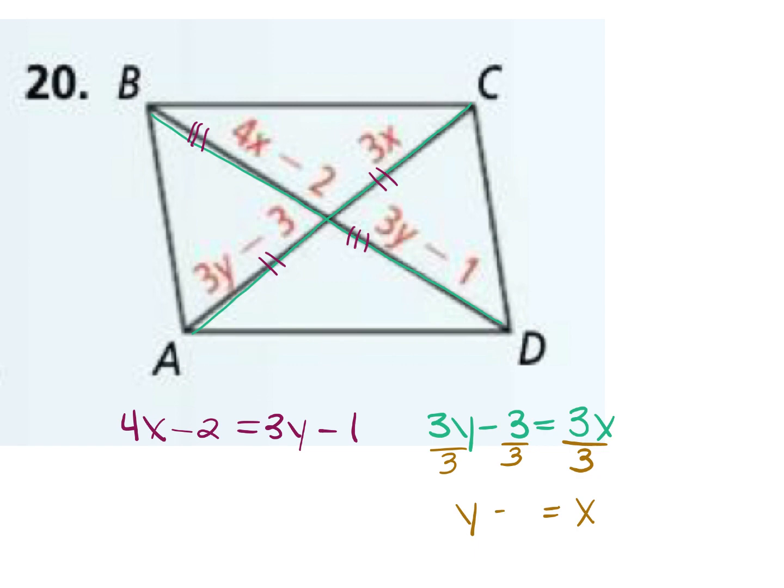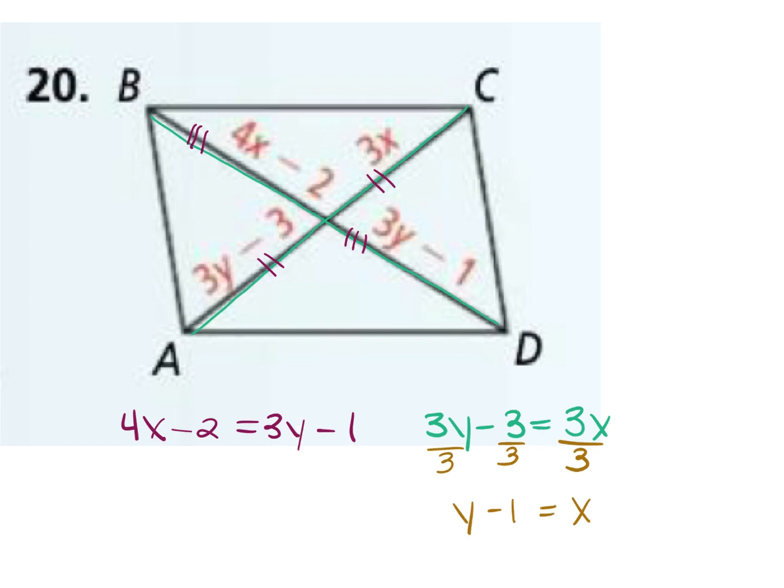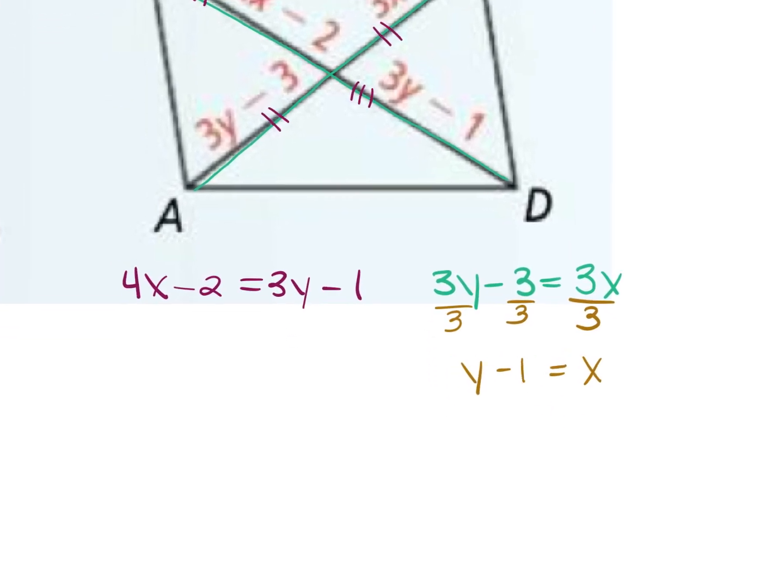Wait, you can do that? You can just... you are allowed to divide everything by the same number. If you only divide 1 or 2 pieces, then no. But if everything gets divided, then you can do it. Yeah, because this is 1, and this is 1, right? So it's y minus 1 equals 1x.